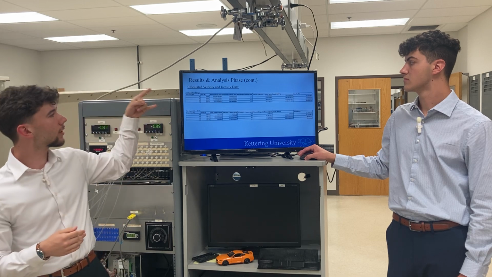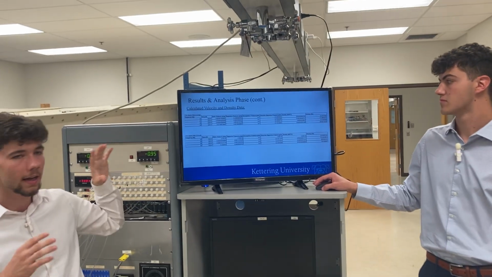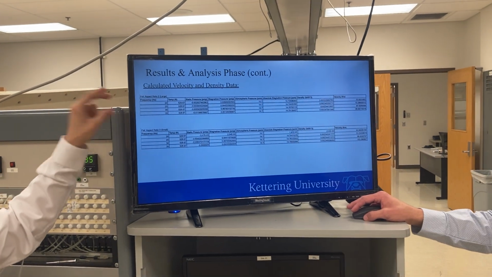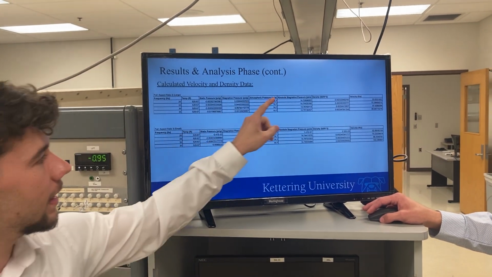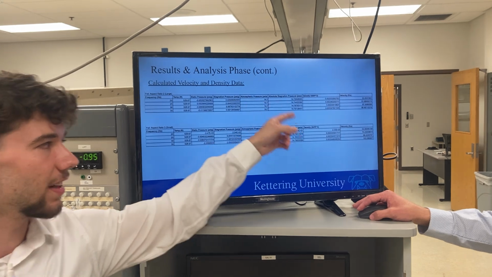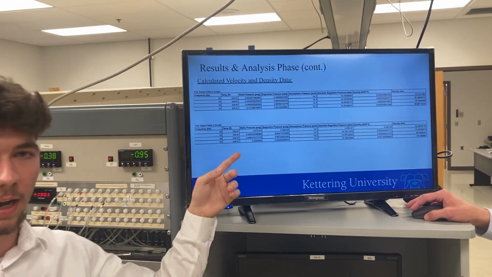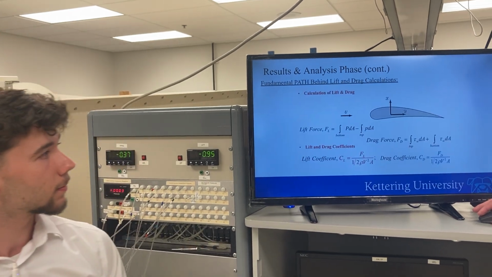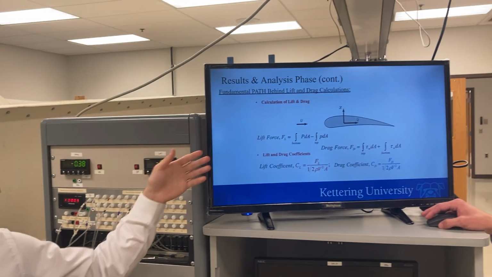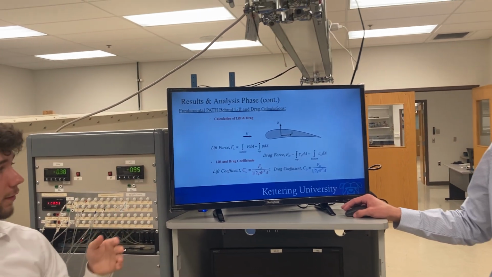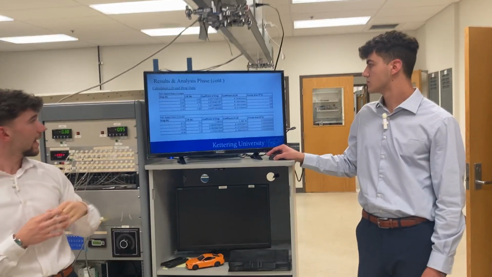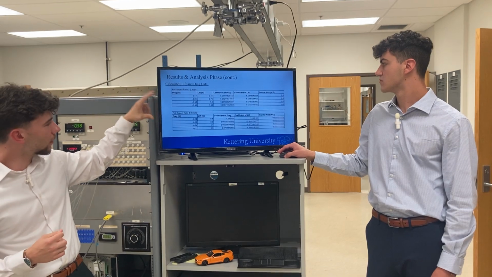Now here was the calculated velocity and density data. Again, large tables, but to point out, for the smaller aspect ratio foil, we were able to calculate the density at each of our trials and the velocity, as well as for the higher aspect ratio foil, we calculated the density and velocity for each trial. Now, the fluid fundamental path to understand the coefficient of drag and lift was using the equations that we had from class. And here is the calculated data from those tables.